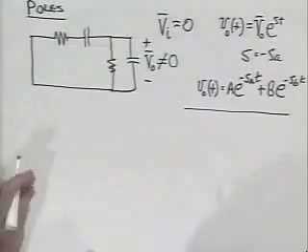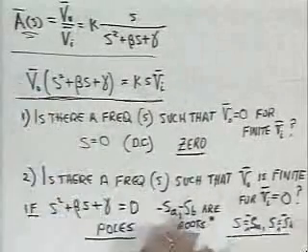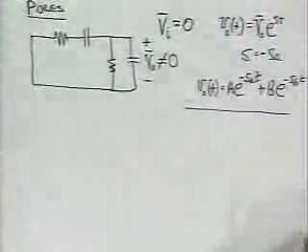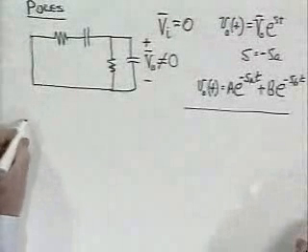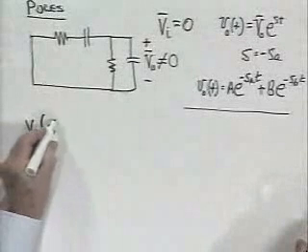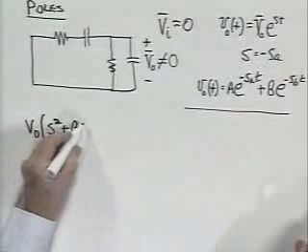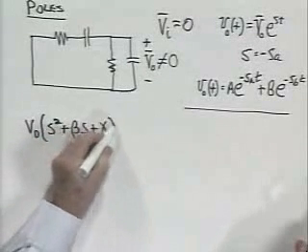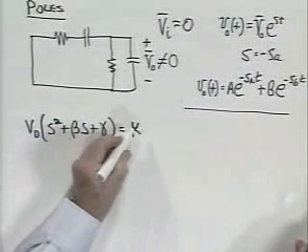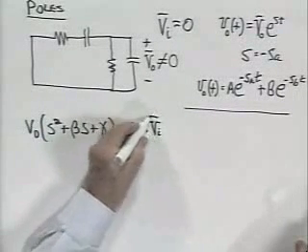There is another utility, and let me take the transfer function in this form, expanded, rewrite it here, so it's V sub O times s squared plus beta s plus gamma equals k s V sub I bar. This is a bar.